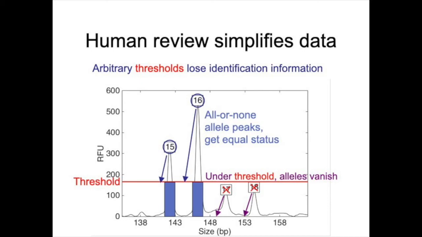Arbitrary thresholds are applied that cut through the data. I show one in red here. And what that means is that peaks that are above the threshold, like the 15 and the 16, are brought back down to the threshold level. Peak height information is discarded. Under the threshold, those two smaller peaks, which might correspond to what you're really interested in, they're gone.